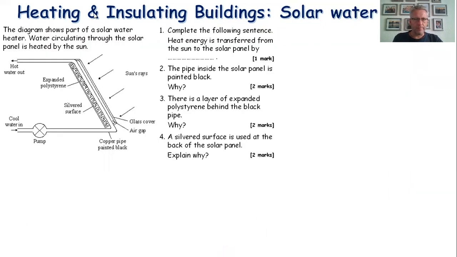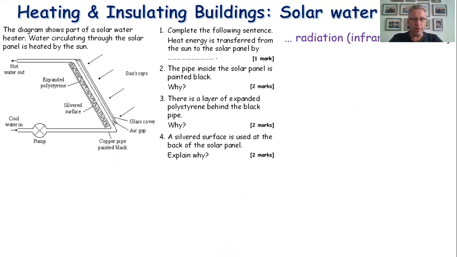Right. So completing the sentences. The following sentence: heat energy is transferred from the sun to the solar panel by radiation, or infrared radiation, is the answer. So the sun's energy is transferred to the earth and to the surface of the earth by radiation.